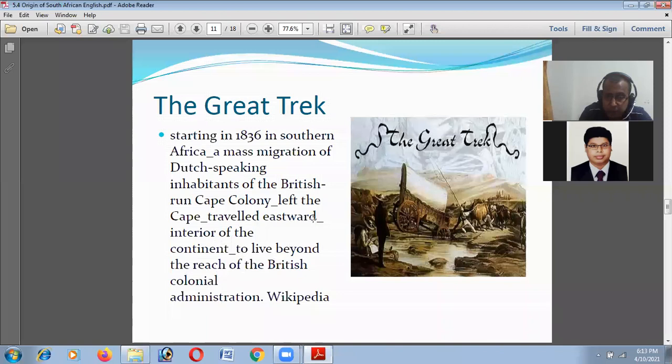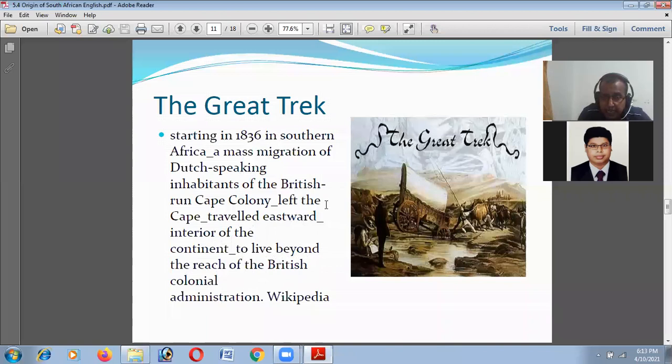So this is the southern part. This is Cape Town. In the Great Trek in 1836, the people who had been speaking Afrikaans, especially those of Dutch origin, left this area and went to the interior of Africa. So this area became predominantly English.